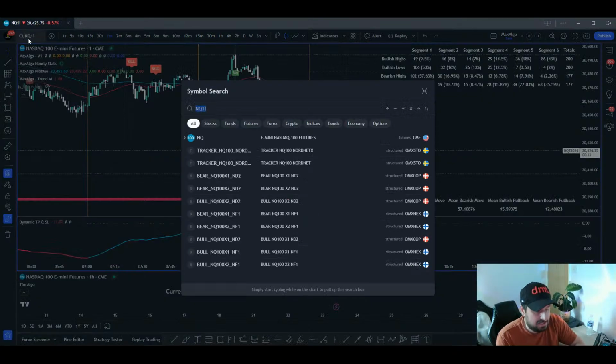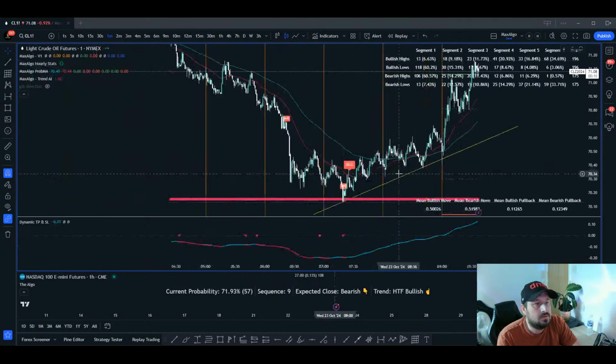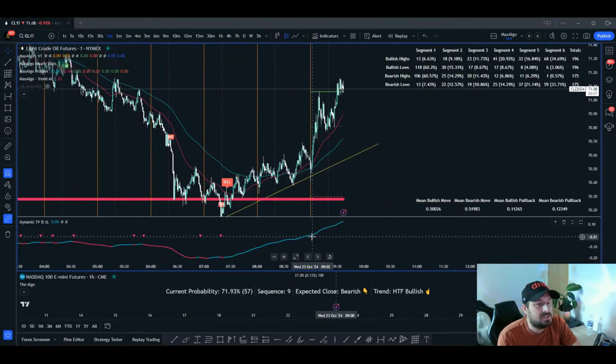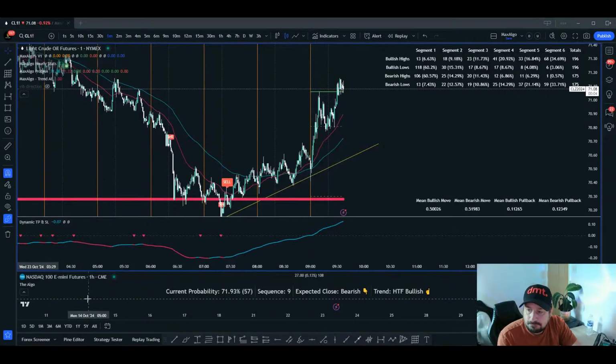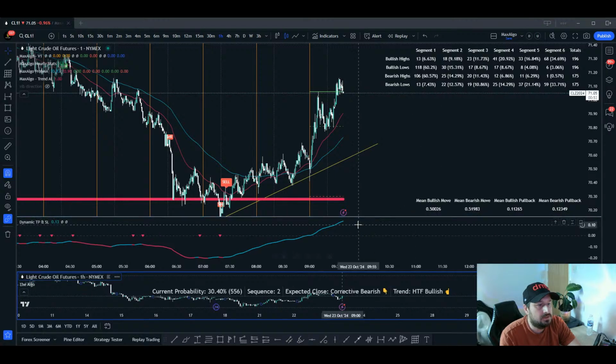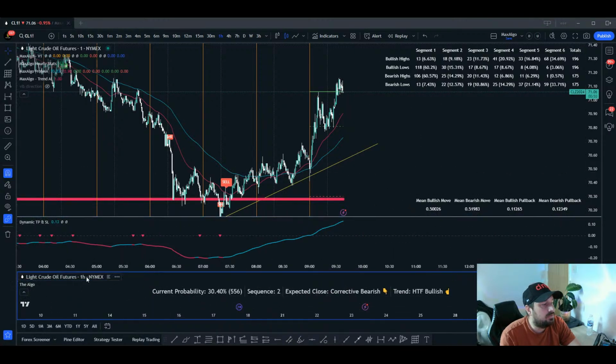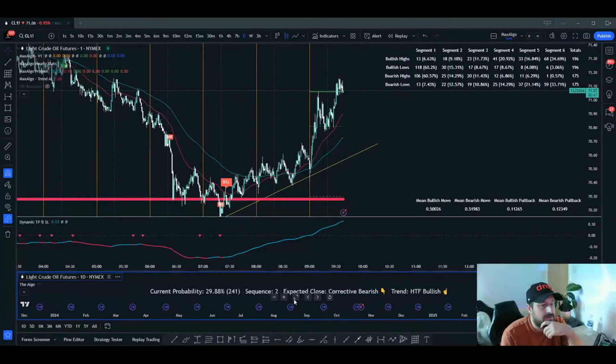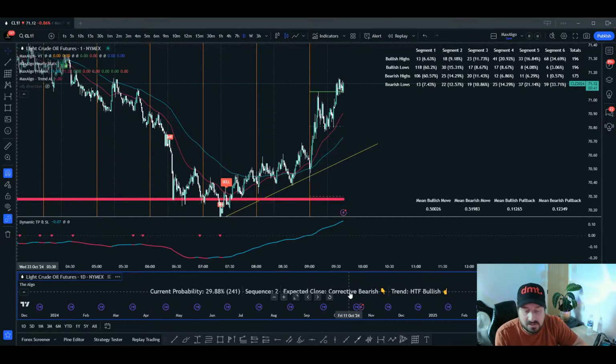Let's have a quick look at CL before I do that. If you remember, what did we say about CL? The daily predicted that we would close bullish, right? I think if we go to daily, we can see here that there's a 70%. It's corrective bearish, so it's predicting it's going to close bearish, but there's a 29% probability of that. So we're flipping that and going, there's a 70% probability of it closing bullish.